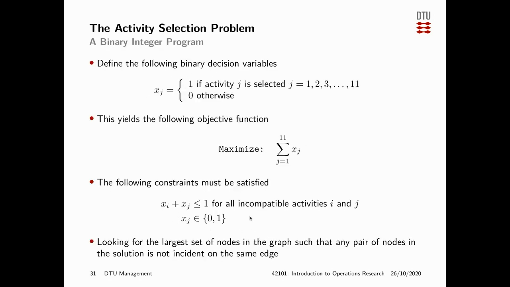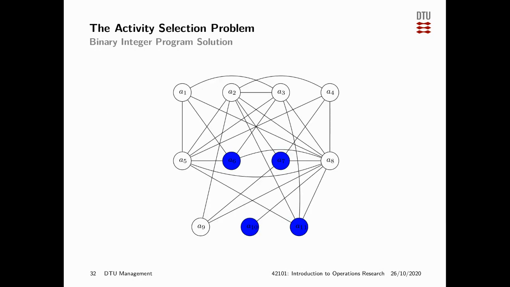Our decision variables are also binary. So we are looking for the largest set of nodes in the graph such that any pair of nodes in the solution is not incident on the same edge. Okay. This is the solution to that problem, and you will see we pick activities 6, 7, 10, and 11. The color is not so great, it seems, but you can see that no two nodes in the solution are incident on the same edge.